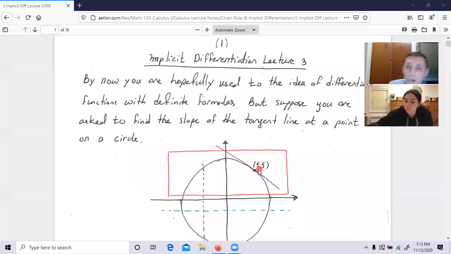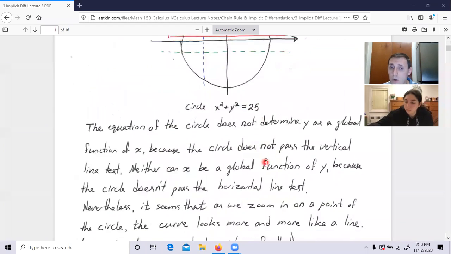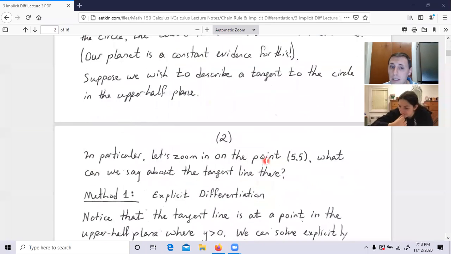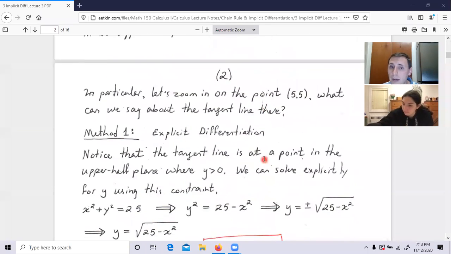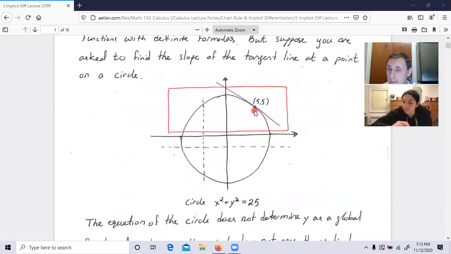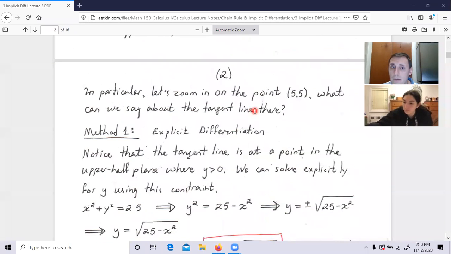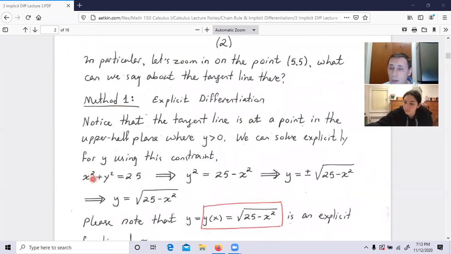Now, because this point is located on the positive y-axis, I actually can solve explicitly. And here is what I'm going to do. I'm going to find the derivative of this curve explicitly first. So I want to solve for y in terms of x. Are you here, guys? You understand? So x squared plus y squared is 25. It means that y squared is 25 minus x squared.